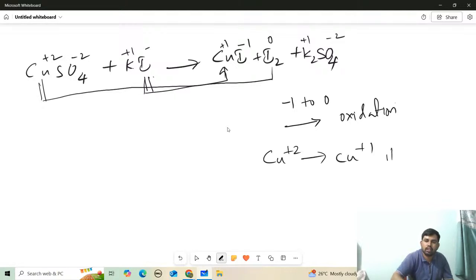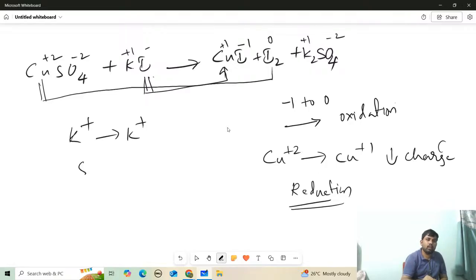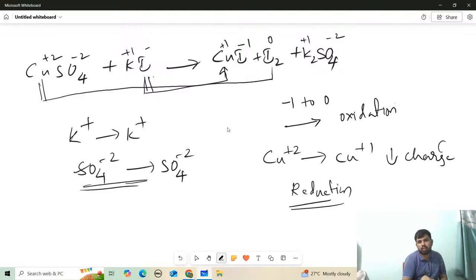So shall I say it is a decrease in the charge, right? So it is a decrease in the charge, and I can say it is a reduction, as we discussed already. It is an example of reduction. So what about potassium? Potassium is plus 1 here, and here also it is plus 1. Similarly SO4 is minus 2 and here also SO4 is minus 2. We can't say particularly sulfur and oxygen, but both are in the same condition, so there is no change in their charges. That's why we can say they didn't undergo the oxidation reaction.